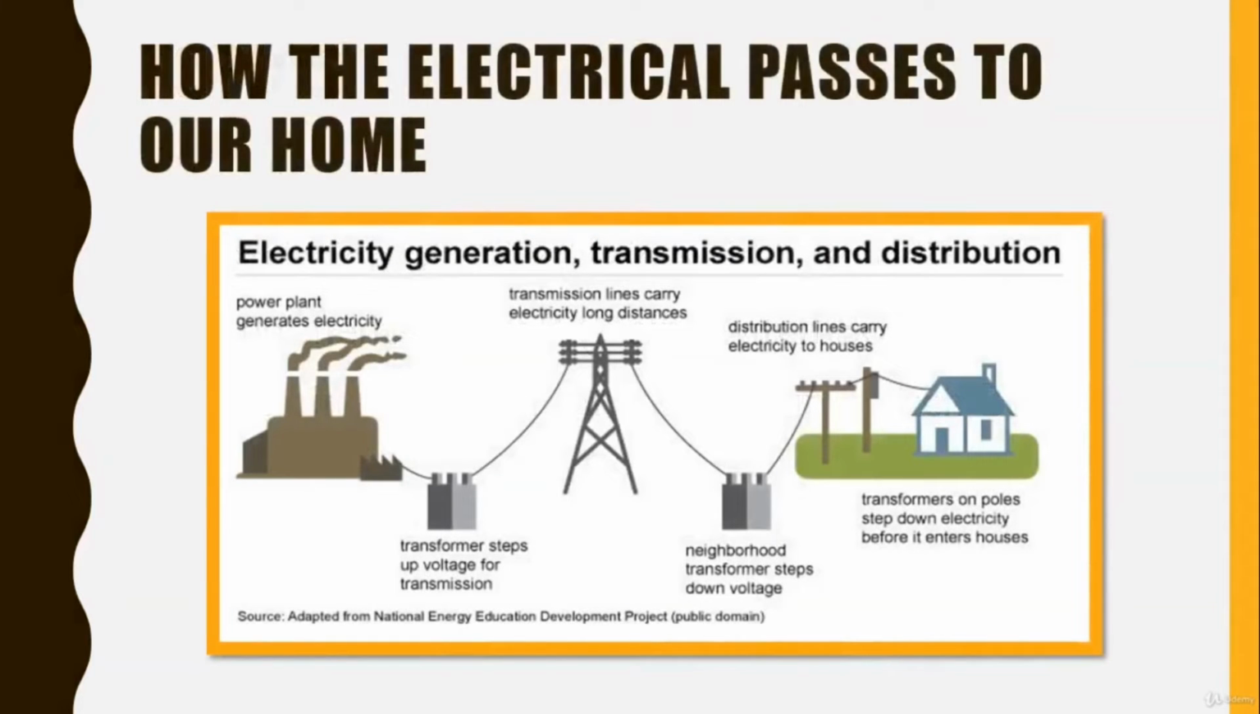First, let me show you the process of electricity. We start with a power plant that generates electricity, whether by fossil fuels or renewable resources. Next, it moves to a step-up voltage transformer. After that, transmission lines carry electricity over long distances. Then it goes to step-down transformers in order to be usable in our homes.